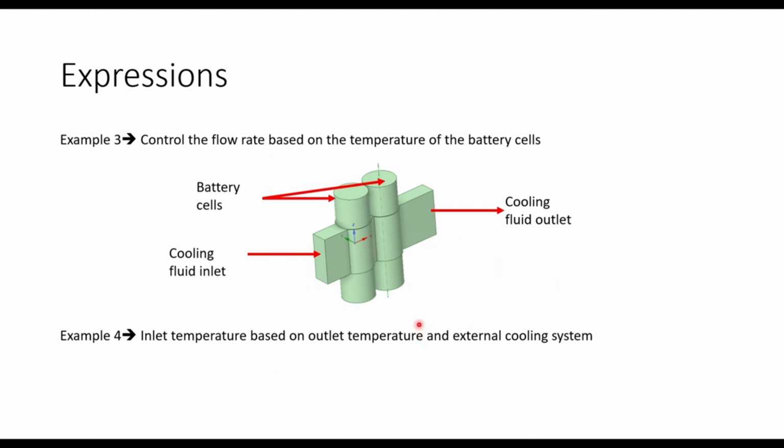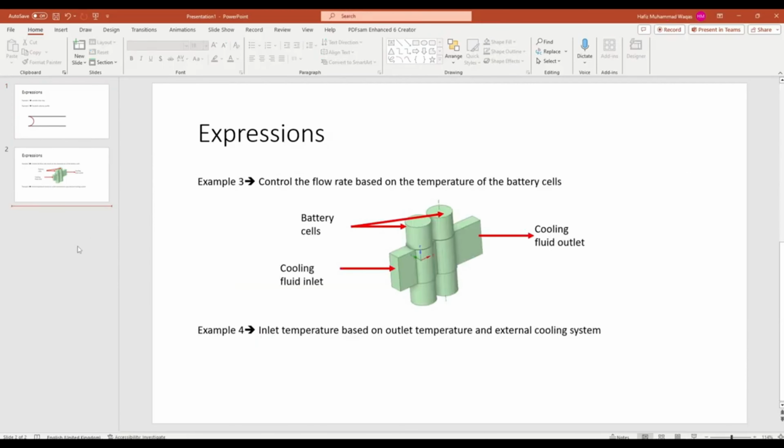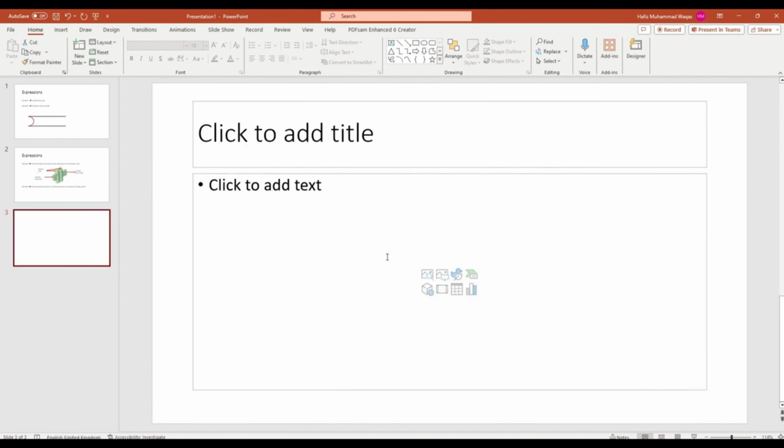So let's start with our first example of the variable time step. It is a one-line expression and pretty much straightforward. And one more thing, in expressions we will use a lot of times the if condition. So let me tell you, the if condition is pretty much straightforward in expression. How does it work? So let me show you here. So that's how normally it works.